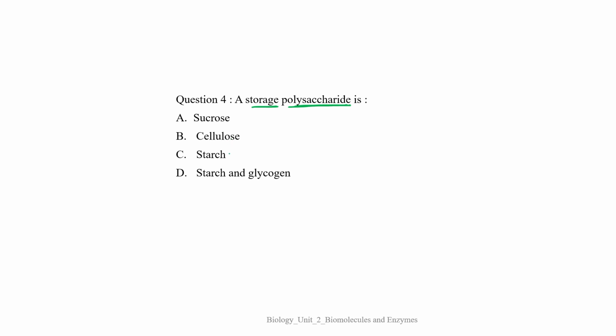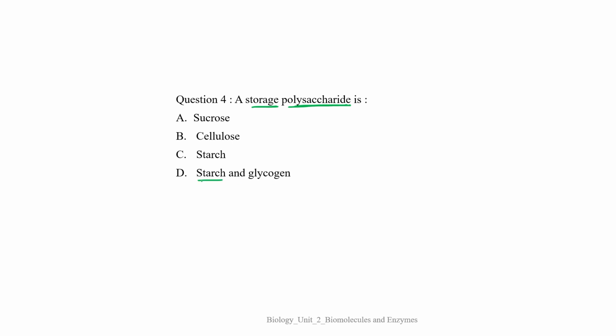In plants, starch is the main type of polysaccharide which we consider as a storage polysaccharide, because plants store their food as starch. Most of the fruits, whether it is banana or papaya, apple or potato or whatever it is, they store their food as starch, right? But in choice D they have mentioned two different things, starch and glycogen, right?